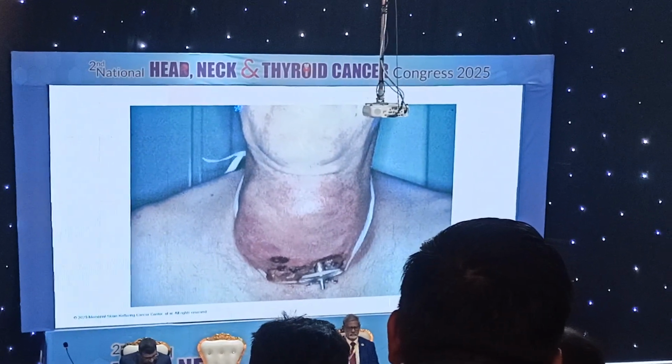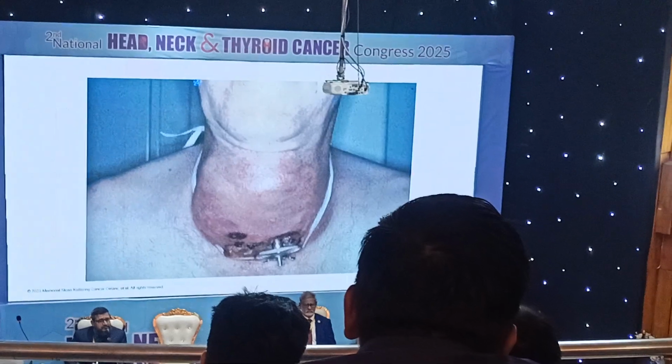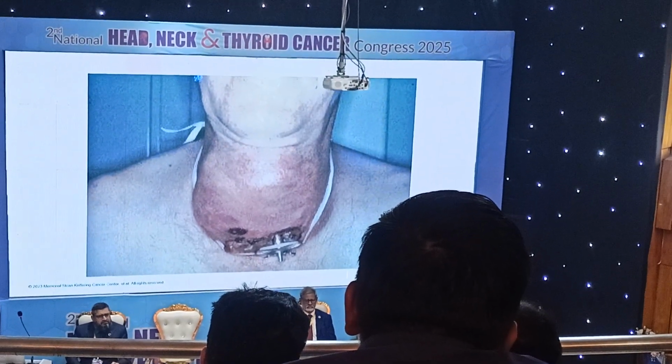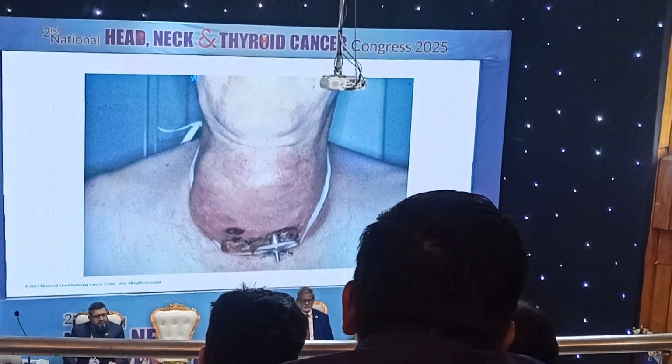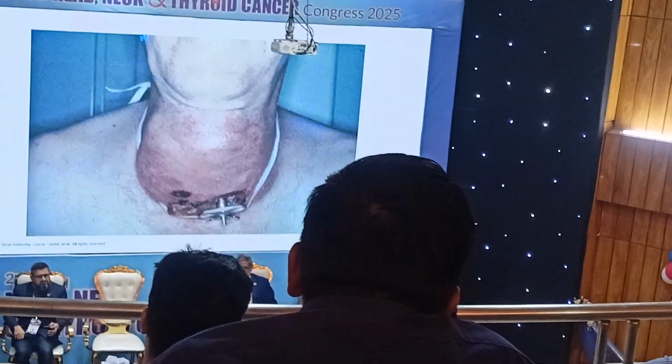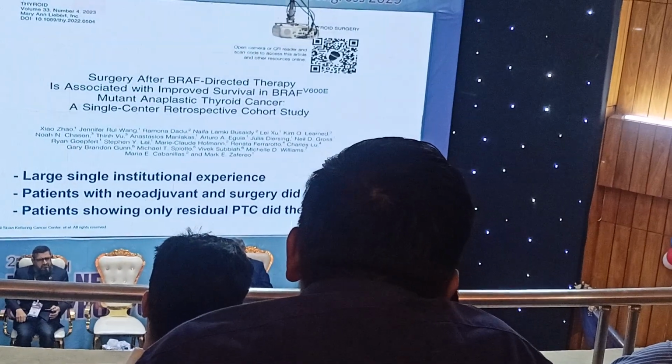This is a classical example of the tumor growing all around the tracheostomy. You can't put the tracheostomy tube. Majority of the patients will die of airway distress.